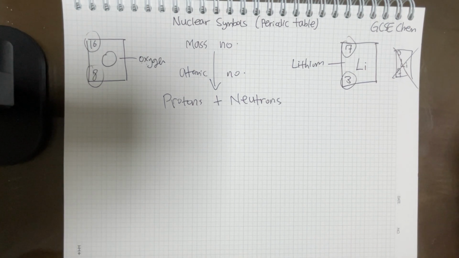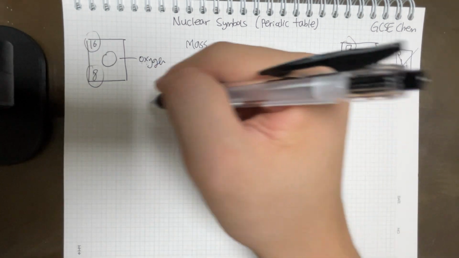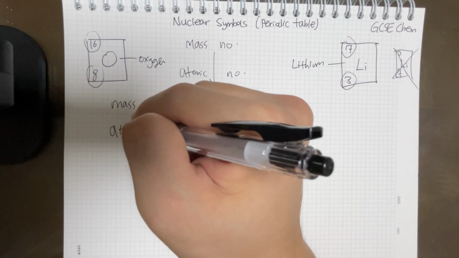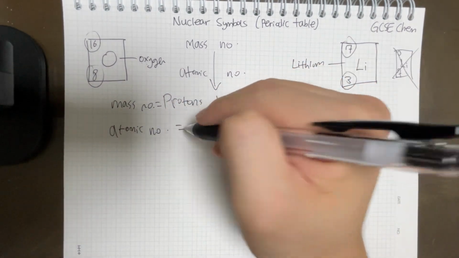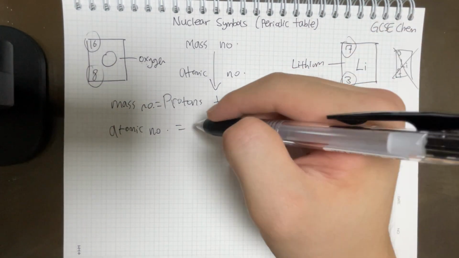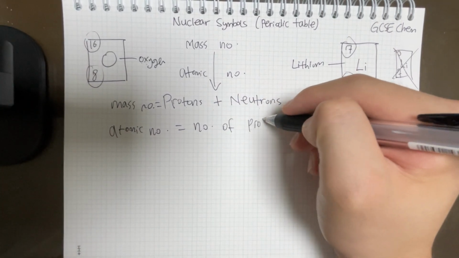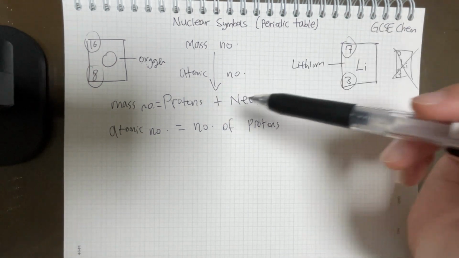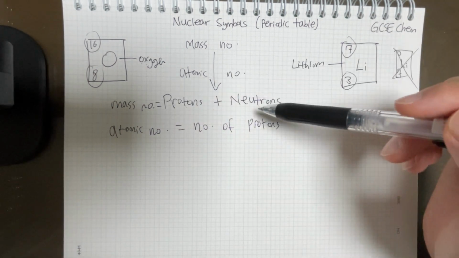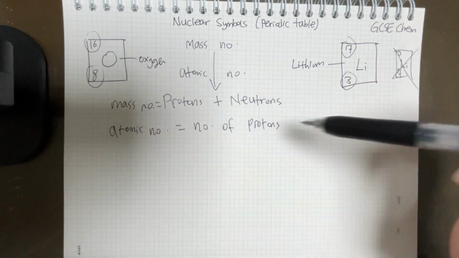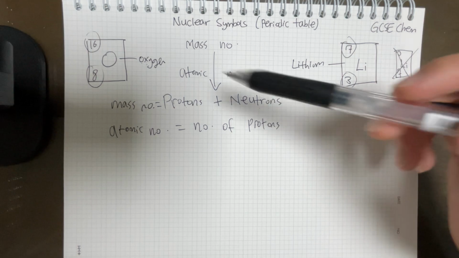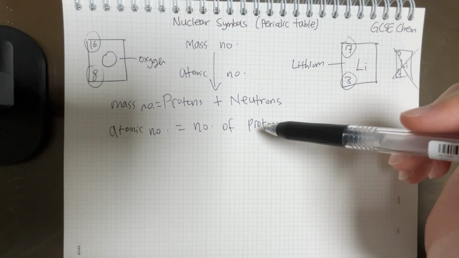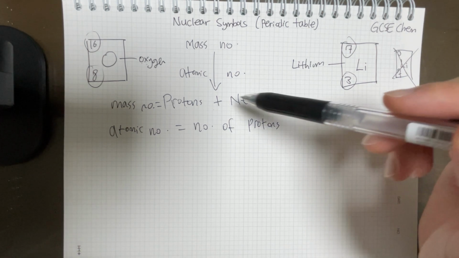The smaller number is the atomic number, and it represents the number of protons. So the mass number, the bigger number, tells us the number of protons added to the number of neutrons. And the atomic number, the smaller number, tells us the number of protons. So it makes sense that the mass number, the bigger number, is protons plus neutrons, right? Because not only is it the proton number, but it's added with the number of neutrons. So it has to be bigger, right?